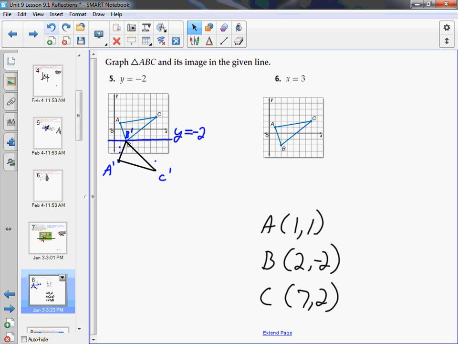Now, our standards call this kind of transformation, where the new figure is congruent to the old one, a rigid motion. So if you see the term rigid motion, that's what we're doing here. All right, x equals 3. If y equals -2 is horizontal, what's x equals 3? Vertical. So use your straight edge to graph the line x equals 3.